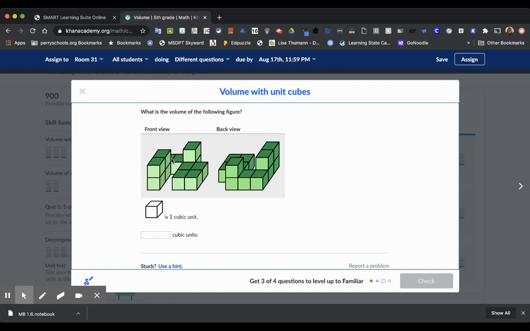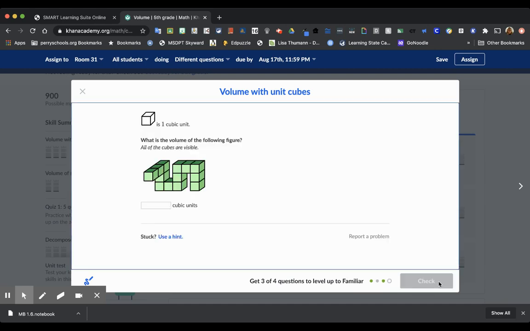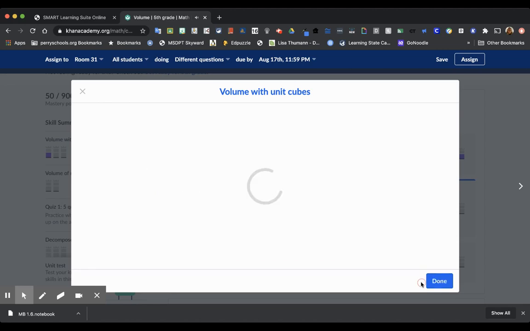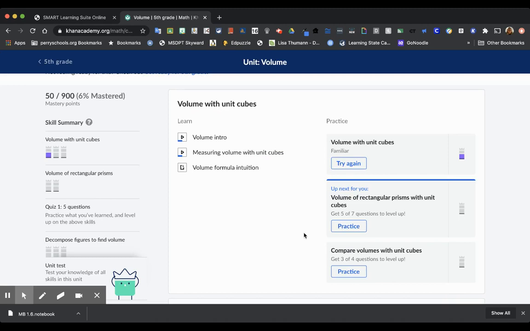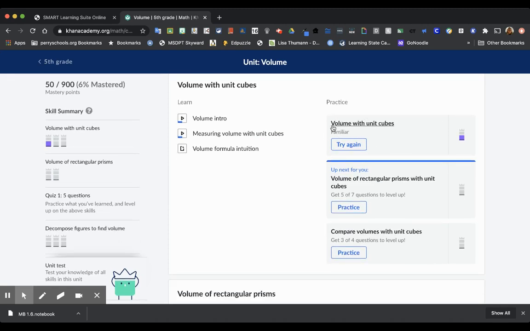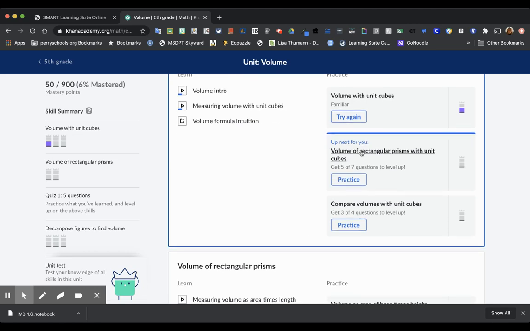Okay, so you just keep doing this. 1, 2, 3, 4, 5, 6, 7, 8, 9, 10, 11, 12. And you can see down here where we're at. Get 3 of 4 questions to level up. So we can move on to the next question. 1, 2, 3, 4, 5, 6, 7, 8, 9, 10, 11, 12, 13. And then we can show a summary. They tell us that we got 3 out of 4 correct. You can click done. You can see that we did that one because it says try again. Then it says up next, volume of rectangular prisms.